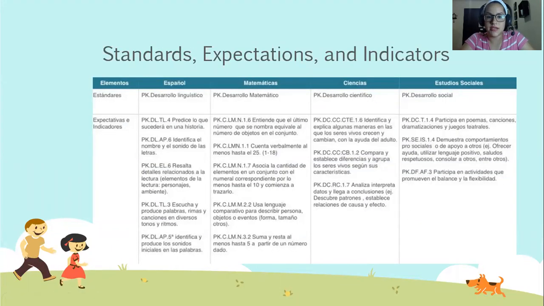The standards, expectations, and indicators from the Department of Education are related to Spanish, math, science, and social studies. In pre-K, we used to have integrated classes, so it does not have to be with specific subjects. They are all integrated.